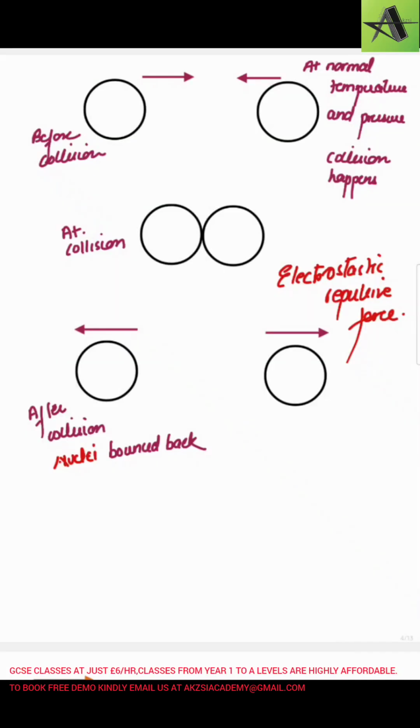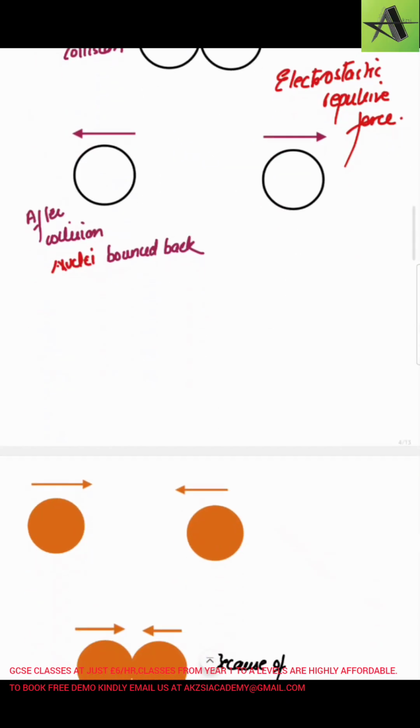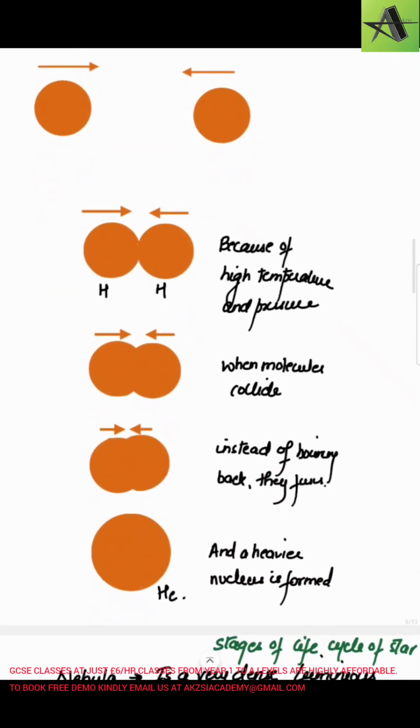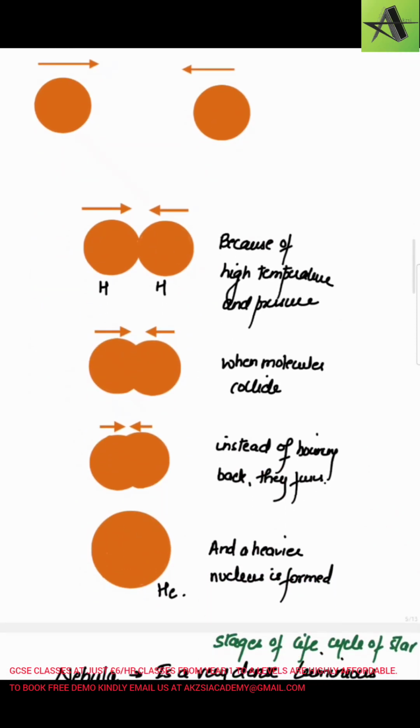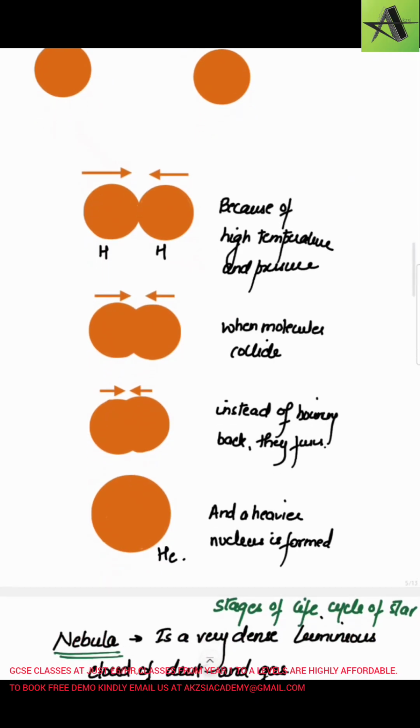We can just quickly see what I explained: the nuclei come closer and they move away, they bounce back. This happens at temperatures and pressures below what I explained as 10 million Kelvin. Below that it happens like this, but once it reaches that temperature, when they come closer to each other because of high temperature and pressure, they finally collide and instead form a whole heavier nucleus.